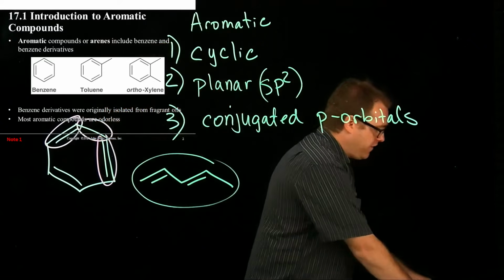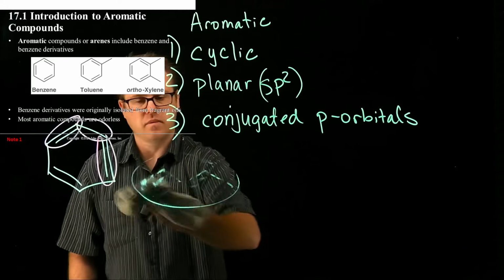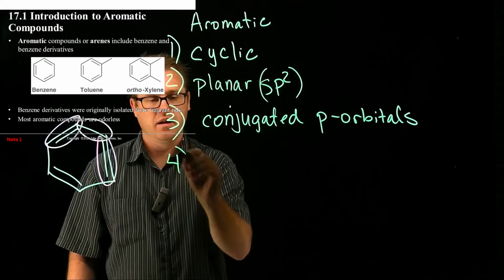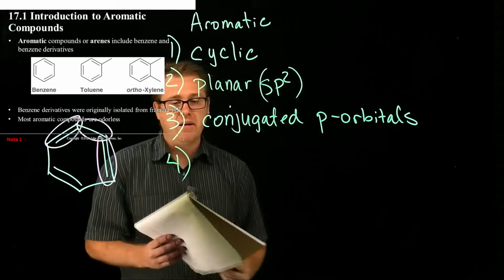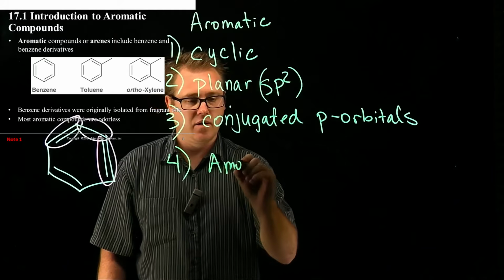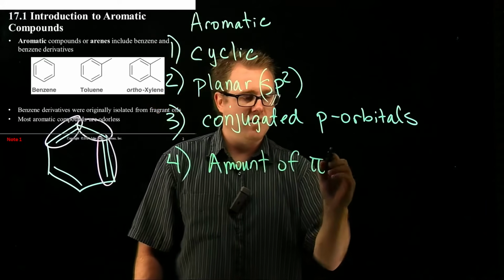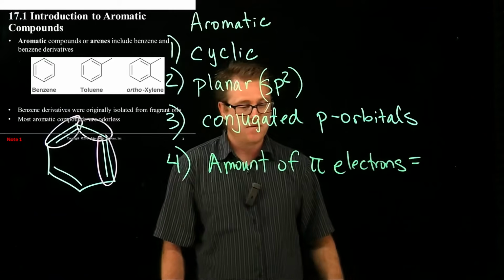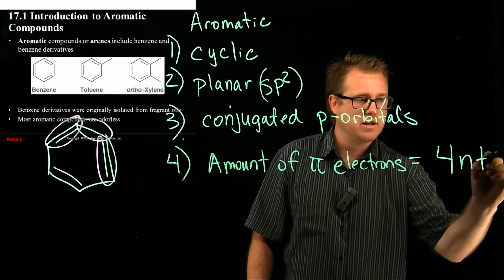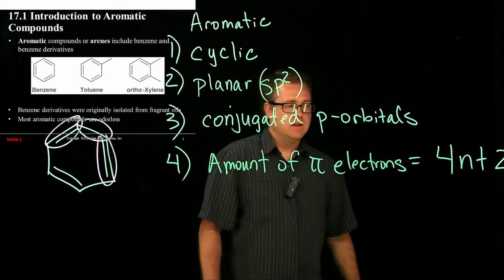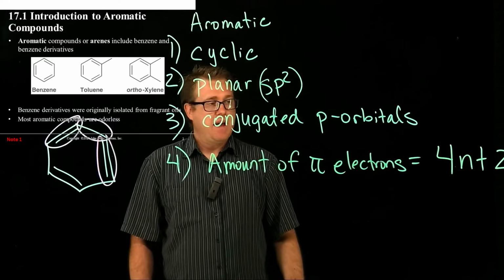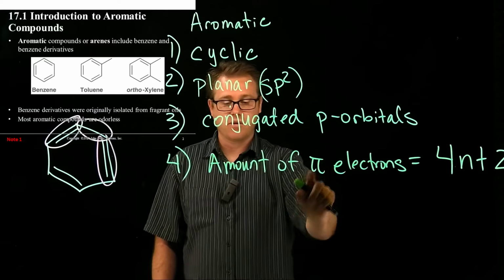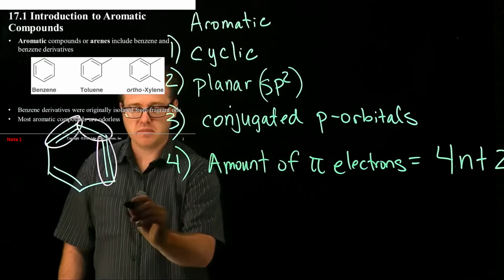Okay. Now the fourth, let's erase this here. The fourth thing that you need to look at is the amount of pi electrons. The number of pi electrons has to equal this formula, 4n plus 2. 4n plus 2 is the amount of electrons. So what we do to satisfy this fourth requirement is when we look at our molecule, let me draw benzene again.